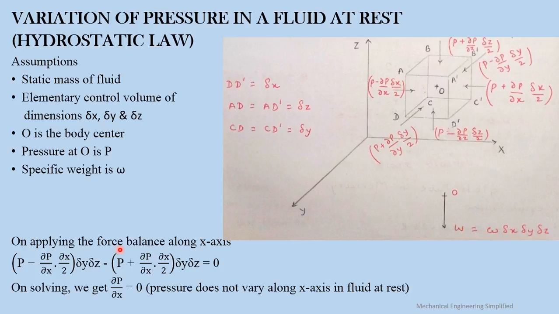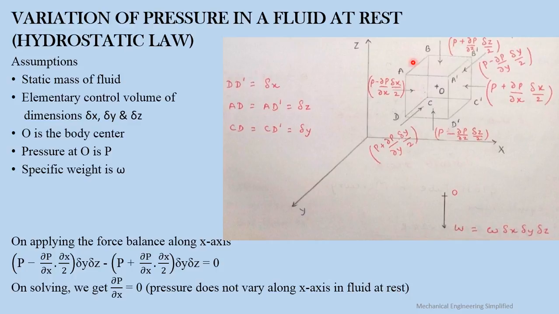Applying the force balance along the x-axis, we get the pressure intensity into area, minus again the pressure intensity into area, equal to 0. On solving, we get del P by del x is equal to 0. That means the pressure does not vary along the x-axis in the fluid at rest.